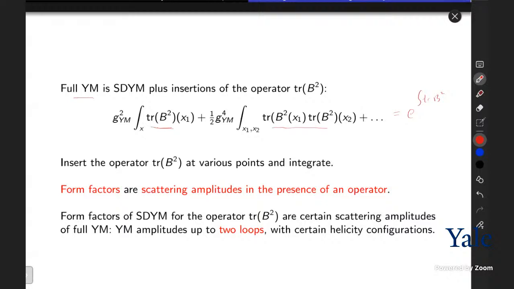So, and it's a very formal automatic statement that form factors of self-dual Yang-Mills compute certain scattering amplitudes of full Yang-Mills, up to 2 loops. That is, form factors with these operators.